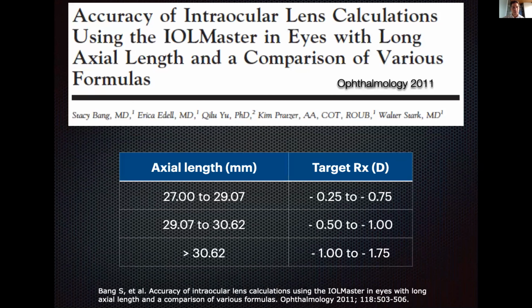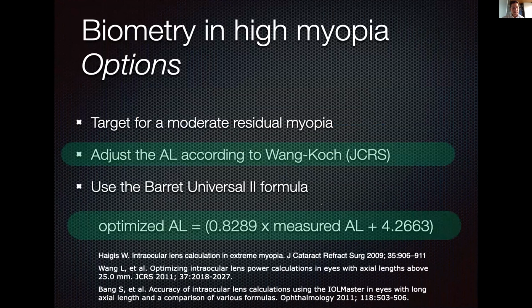In the publication from the group of Dr. Walter Stark, we can see that depending on the axial length that we measure, we can target a little bit more myopic. As we see here, when we have those ranges, we target for this minus, and then when you have more axial length, we want to increase the target, depending on the measurement. We also have the adjustment of the axial length according to Wang and Koch.